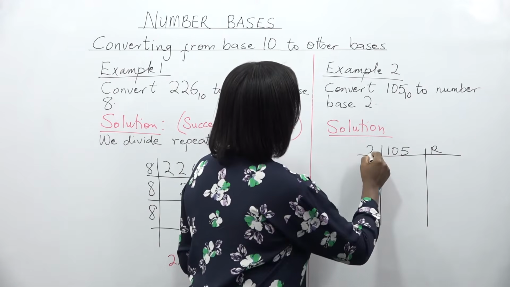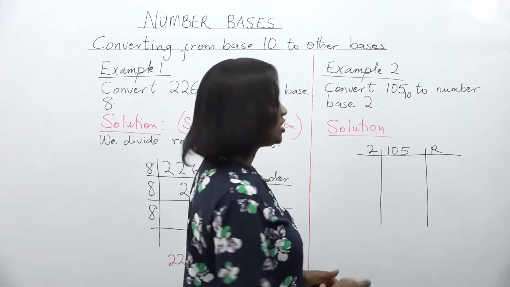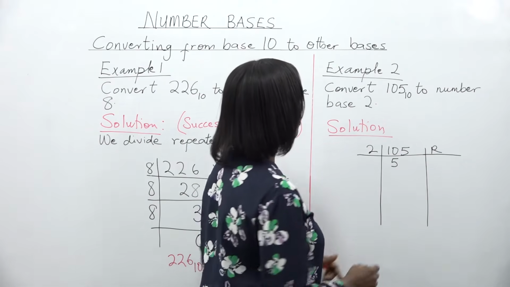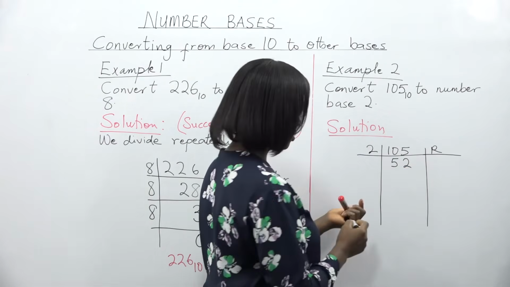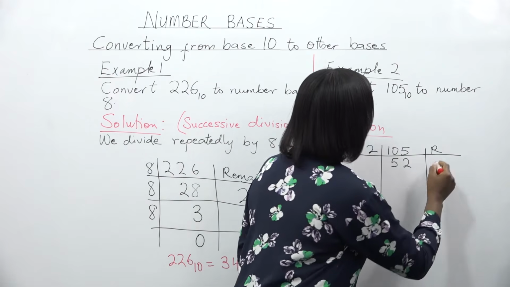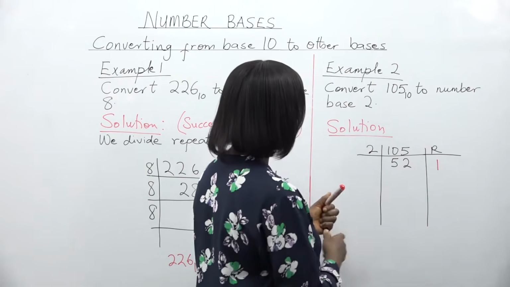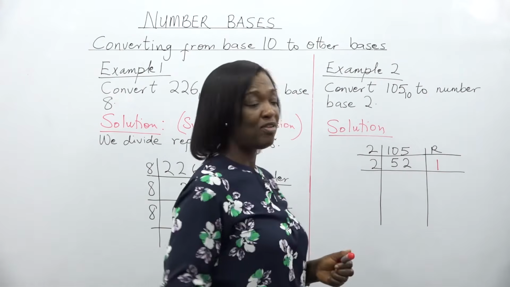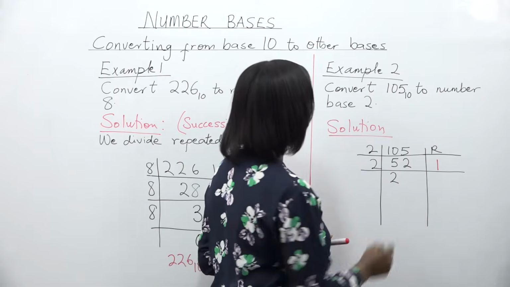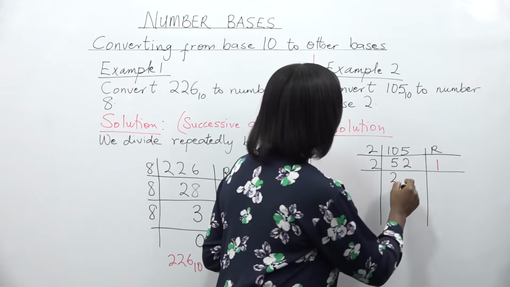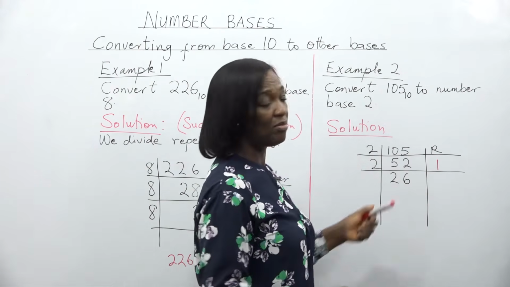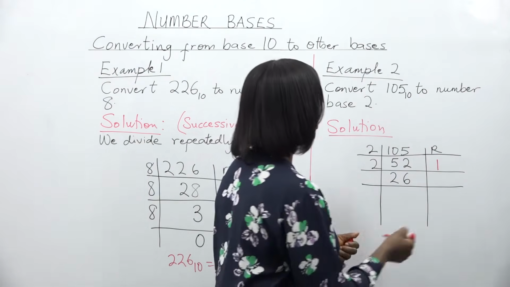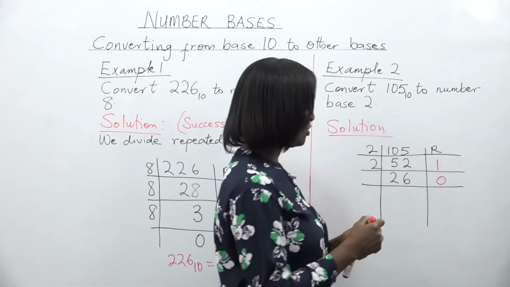So we're dividing by 2. 2 into 10 is 5. 2 into 5 is 2. And we have a remainder of 1. Next, 2 into 52 is 26. It's an even number. So there's no remainder. So our remainder is 0.